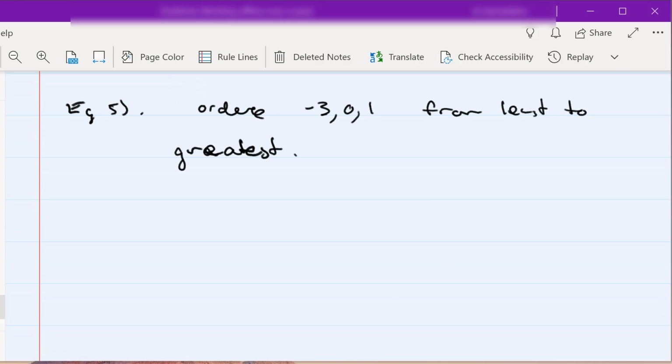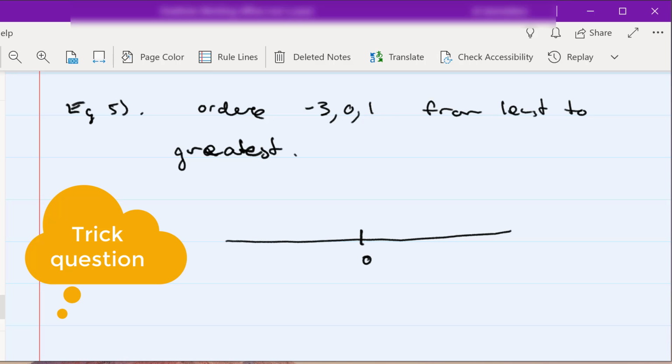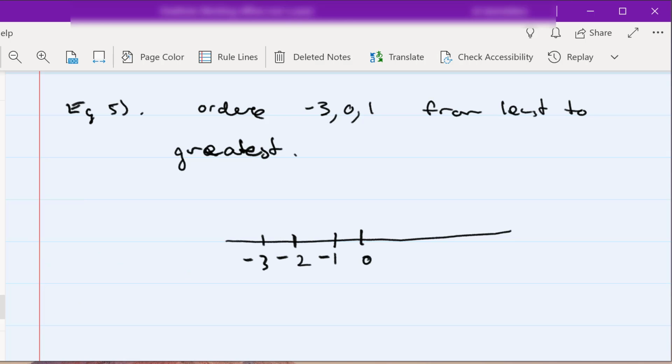Let us look at the next problem where we're to order -3, 0, and 1 from least to greatest. Let us draw the number line and we indicate 0 in the middle. If we start labeling numbers to the left, which are minus, and numbers to the right, which are plus, and we write them down, -3 is 3 units to the left of 0, 0 is on 0, and +1 is 1 unit to the right. So the order is -3, 0, 1, or it's unchanged.